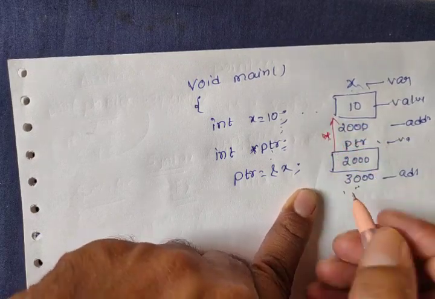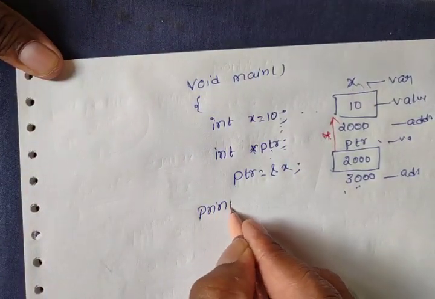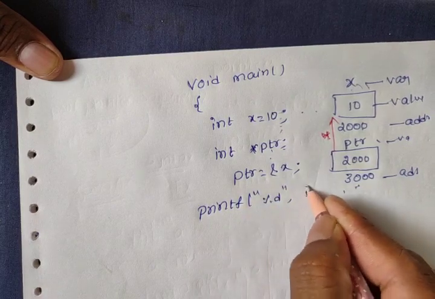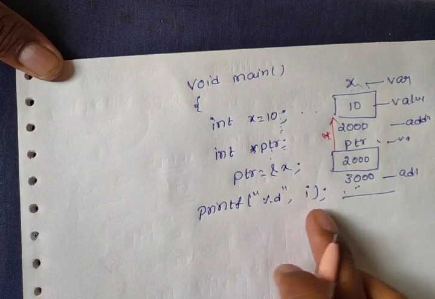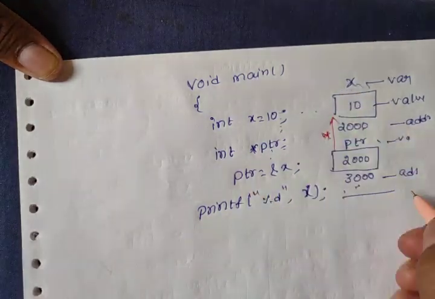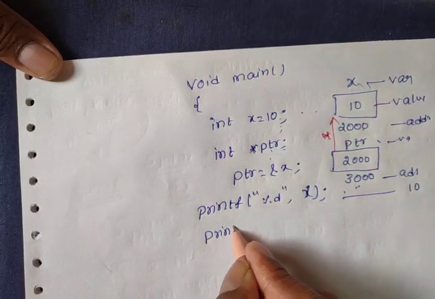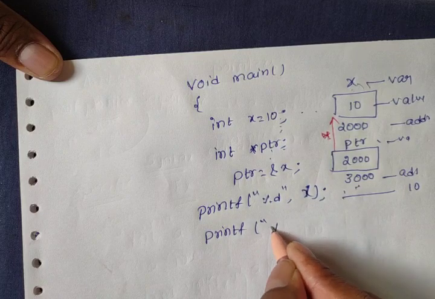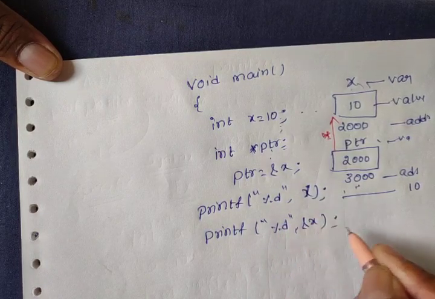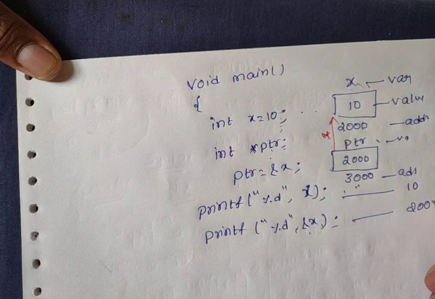Then now I would like to display using printf. I am taking printf %d comma x. So what is the output here? What is the x value? The output is 10. Then once again, printf %d with ampersand x, that means the address of x. What is the address of x? The output is 2000.